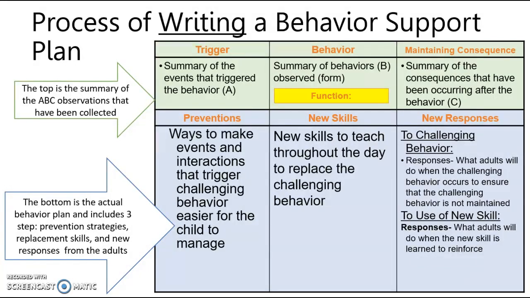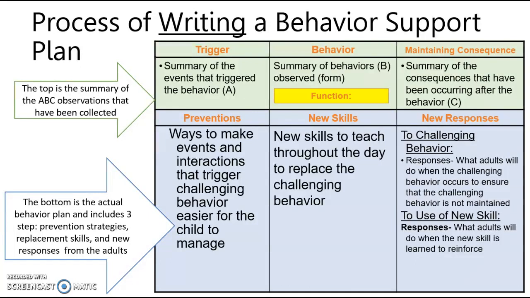consequence. What you see below in blue is the actual behavior plan. And there's 3 steps to this. There are prevention strategies, new skill or replacement skills, and then new responses. So this is the actual plan that gets written based on the observations that you have done. And you'll see there in yellow is the function. So the function needs to guide everything that we do.